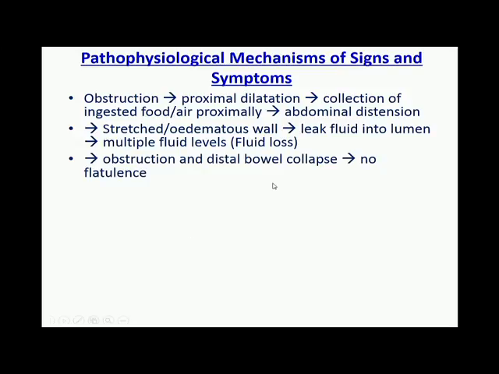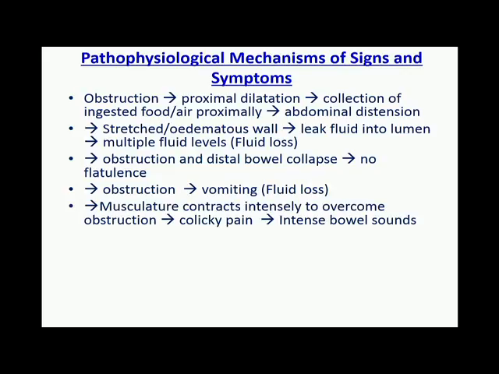Then, when there's obstruction, the distal bowel will collapse. There's nothing coming there. So if there's jejunal obstruction, the rest of the bowel will collapse. The patient will not pass any gas or anything beyond that point, so there's no flatulence. And because of the buildup of fluid and all the ingested content proximally, it will cause vomiting.